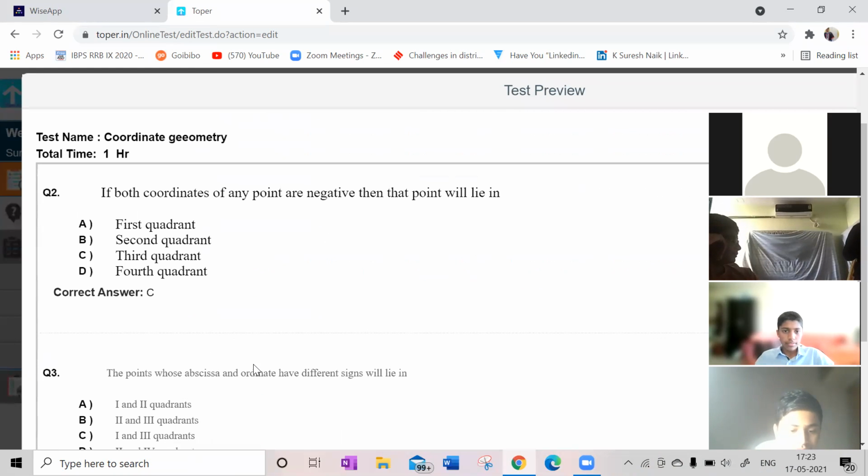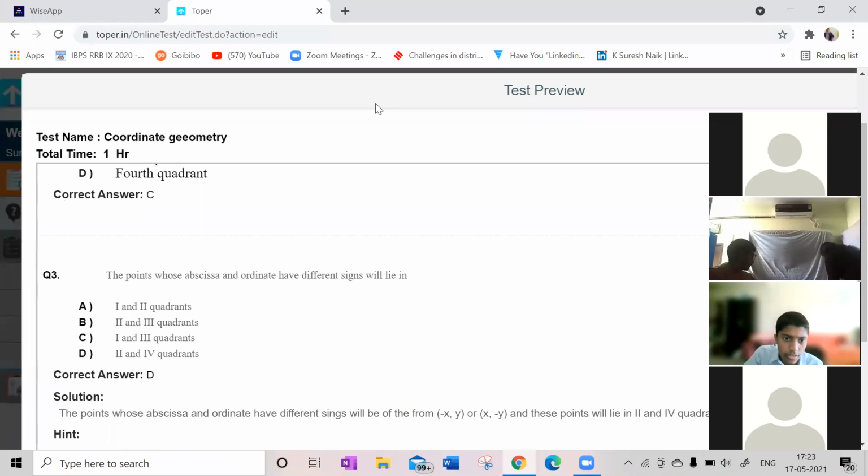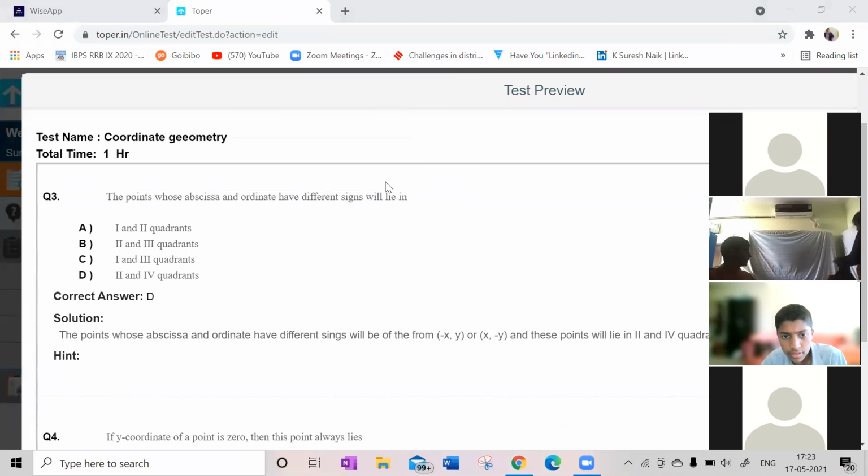So if both coordinates of any point are negative, then that point will lie in the third quadrant. Same question, third one. Look at this. The points whose abscissa and ordinate have different signs will be in the second or fourth quadrant.